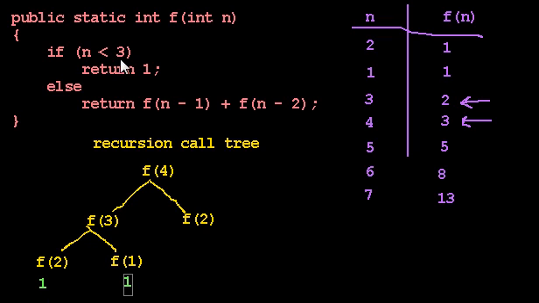F of 2, that's less than 3, so it's going to be 1. And because we see this plus sign here, that tells us we're going to add the numbers up. So that's 1 plus 1, so this one must be 2. 2 plus 1, this f of 4 must be 3, so f of 4 is 3. If we wanted to find f of 5, we're going to have a much bigger call tree, but we can get the answer pretty straightforwardly from that too.